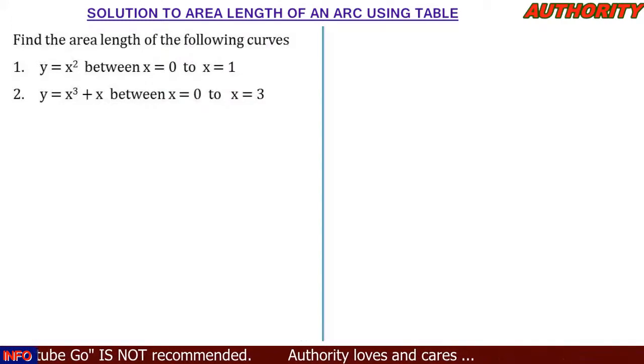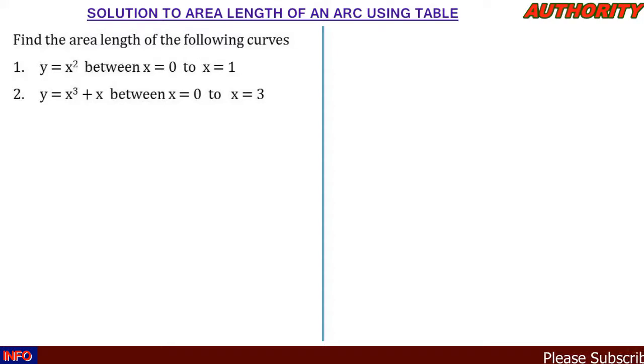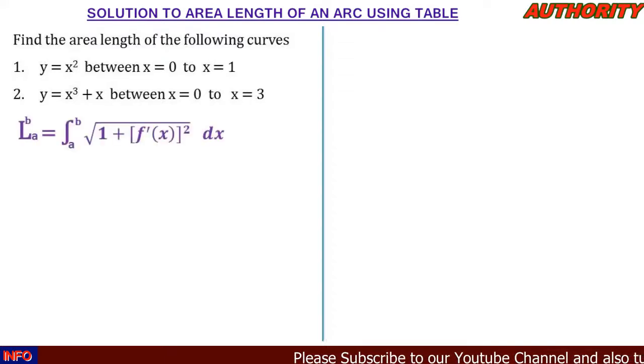So we are going to use table to solve this. But before we use table, we are going to solve to the point where it is difficult for us to continue. So from there, we can introduce another method. Now, we know that the arc length formula is given as the integral from a to b square root of 1 plus f prime of x squared dx.